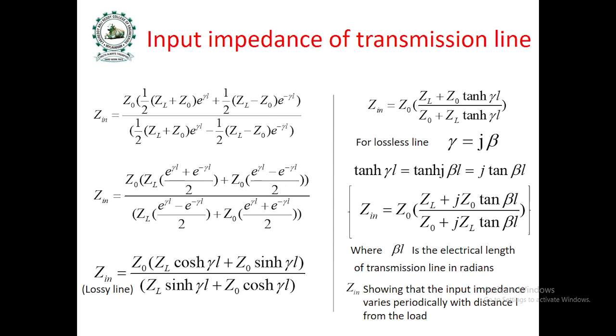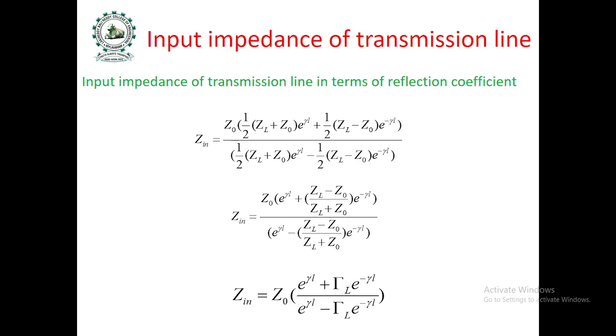Here beta L is the electrical length of transmission line in radians. By seeing this equation, you can say input impedance of transmission line varies periodically with distance L from the load. And this is the input impedance of transmission line in terms of reflection coefficient, that is Z0 into e power gamma L plus gamma L into e power minus gamma L by e power gamma L minus gamma L into e power minus gamma L.